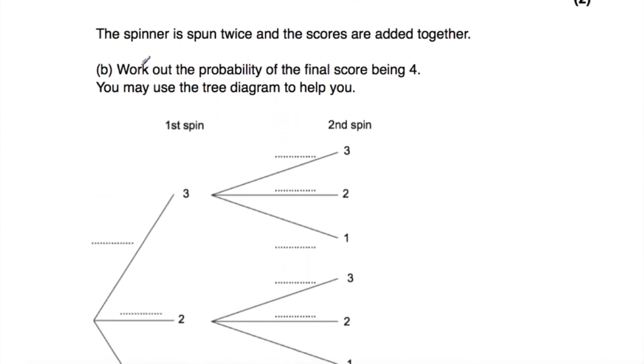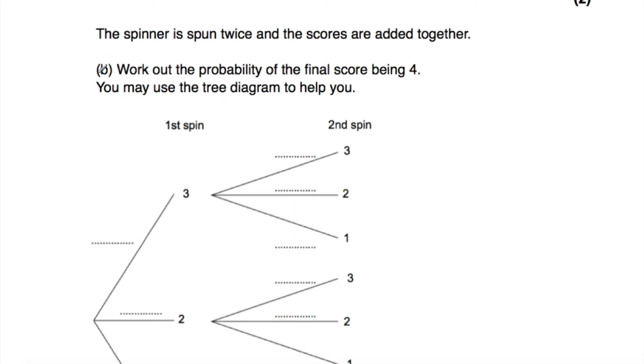Okay, let's carry on. The spinner is spun twice and the scores are added together. So the lowest result we could get is a 2, because it could land on a 1 and a 1, and 1 plus 1 is equal to 2. And the highest result we could get is 6, because it could land on a 3 and then a 3, and that's equal to 6 when we add them together.